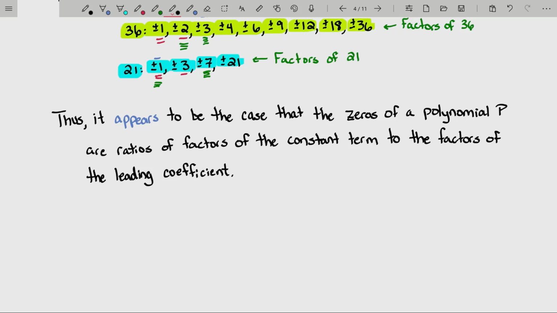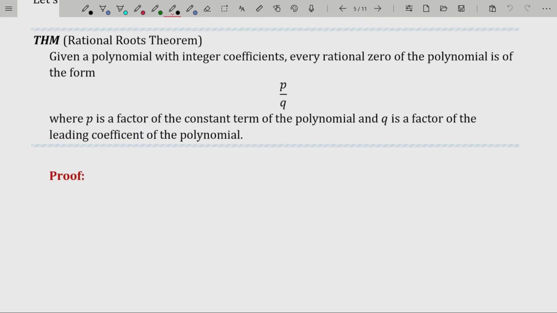It's sort of like shooting in the dark. Well, sort of. You have little hints as to what your zeros might be because they're just ratios of factors of the constant term to the factors of the leading coefficient. And I should clean that language up a little bit down below, but I feel like the theorem does a great job at that.